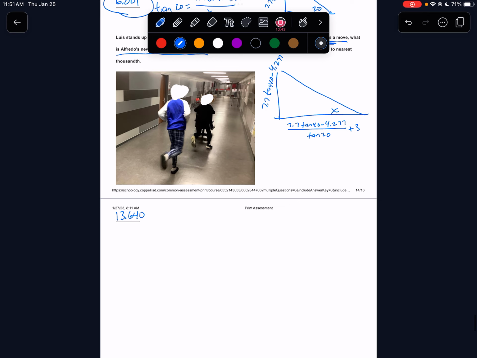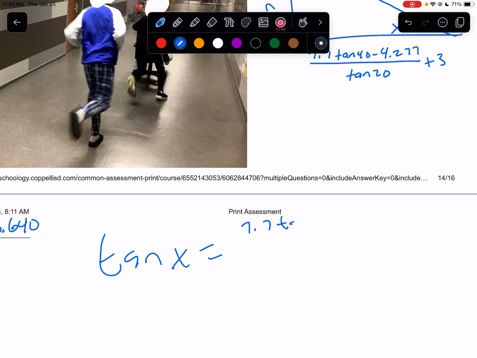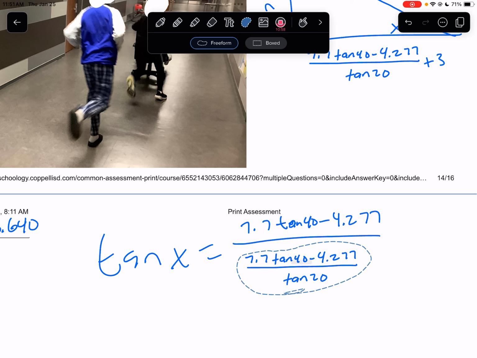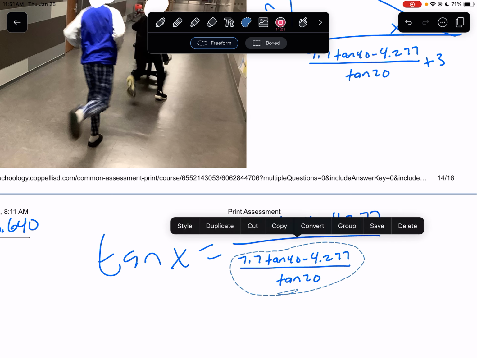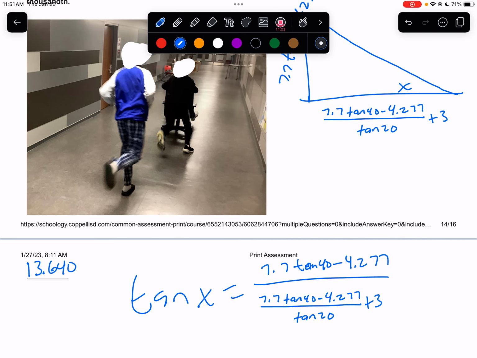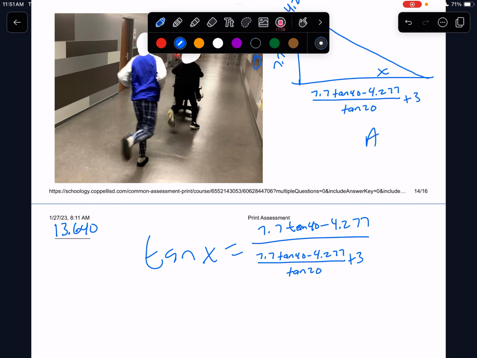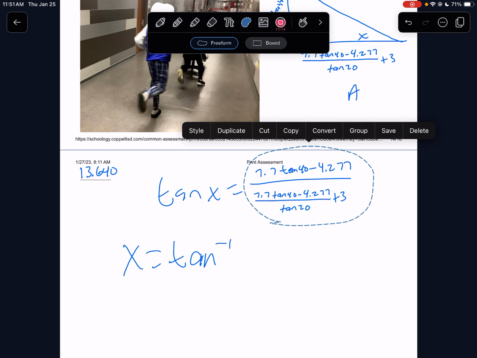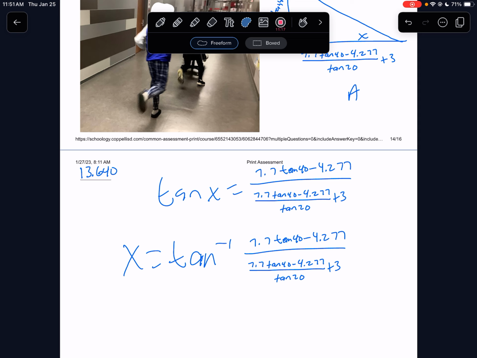So this is going to be tangent of x equals 7.7 tan 40 minus 4.277 over, dear goodness, all of that plus 3, right? Wouldn't that be opposite over adjacent? So our final answer is inverse tangent of all this. Just typing it in is going to be a chore. Do you know how to type it in?